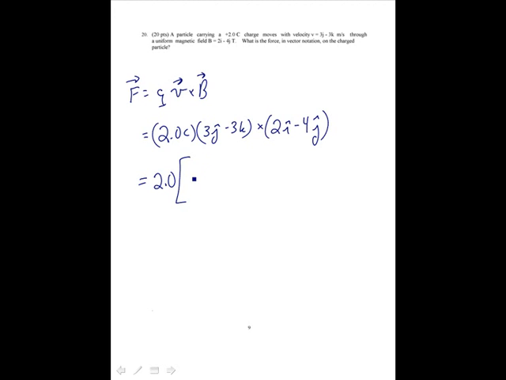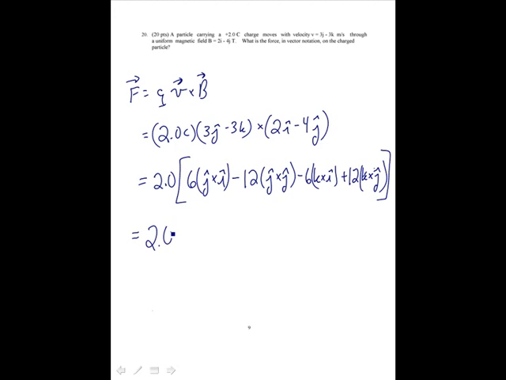I do foil. First is 3 times 2, that's 6, times J cross I. Outer is 3 times -4, that's -12, times J cross J. Inner is -6, K cross I. And then the last is 12, K cross J. Okay, and then I want to simplify this. J cross J goes to 0. I want to know what is J cross I.